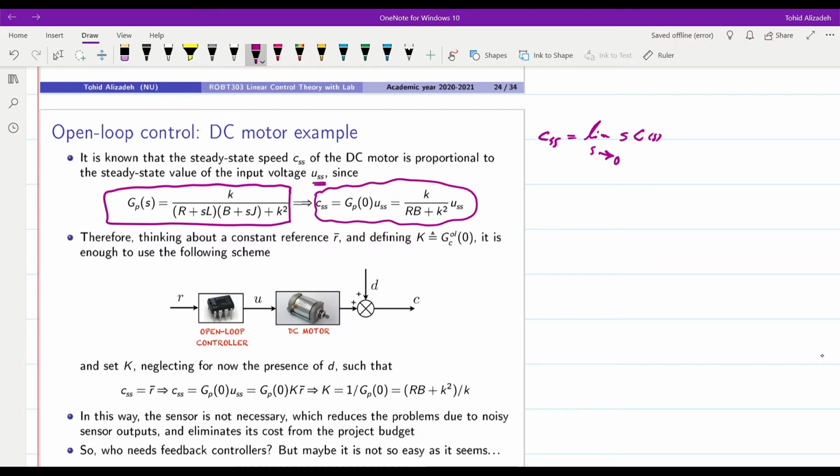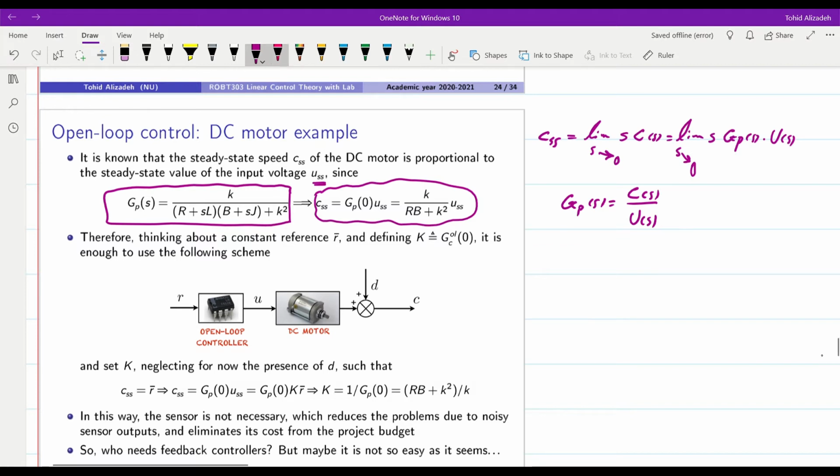And C of S is equal to GP times U. U is the input. GP is the transfer function for the process. Indeed, you should also know that GP is equal to C, which is the output, over U, which is the input. Therefore, C is equal to GP times U. So it should be something clear.